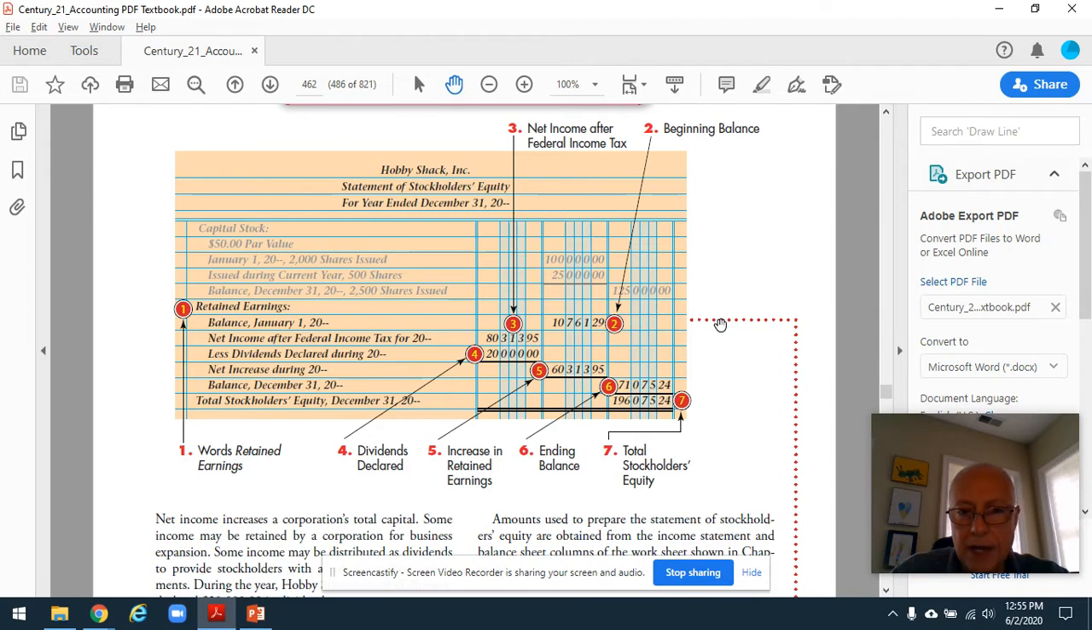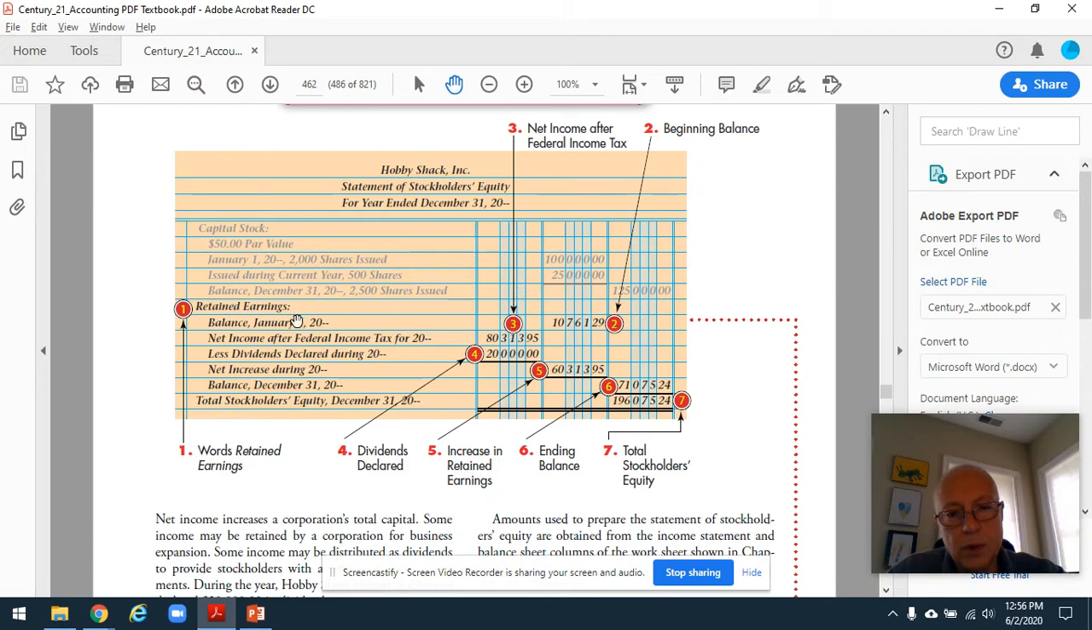Shareholders are happy. They got their dividend checks. Yay. We got money left over. How do we account for it? How do we report it to the SEC? Because we're a publicly traded corporation. Well, then we calculate our retained earnings.